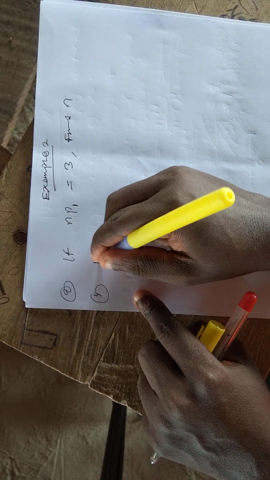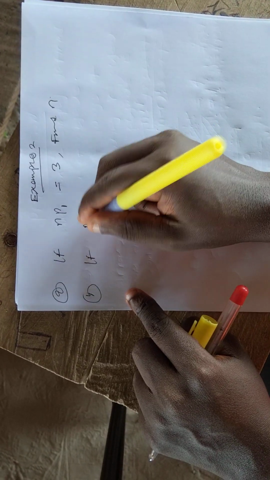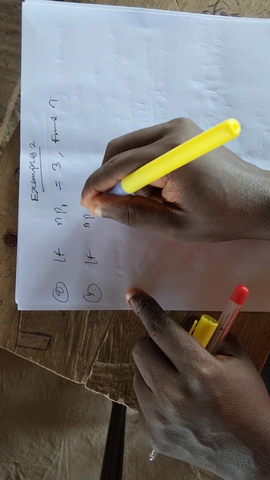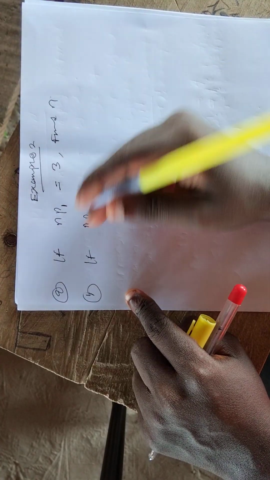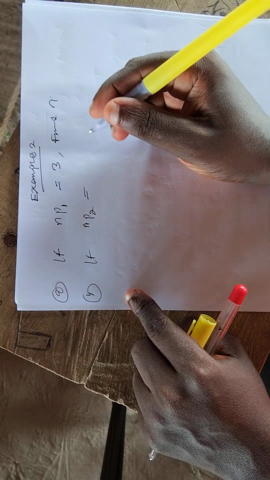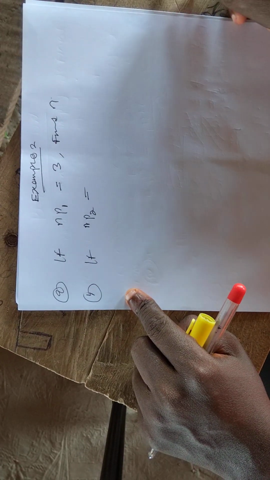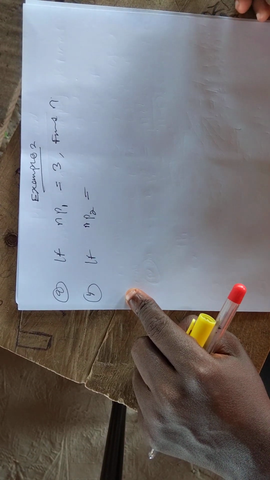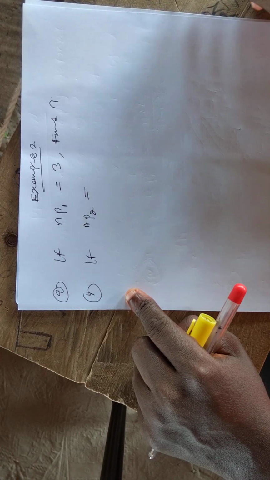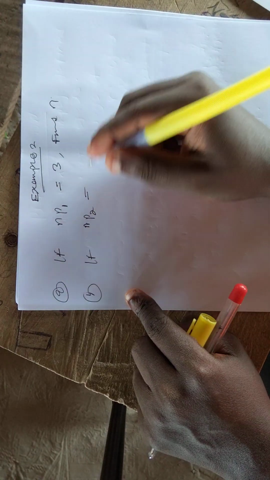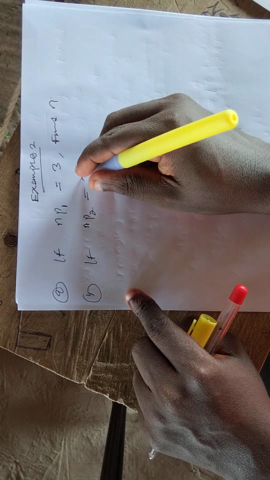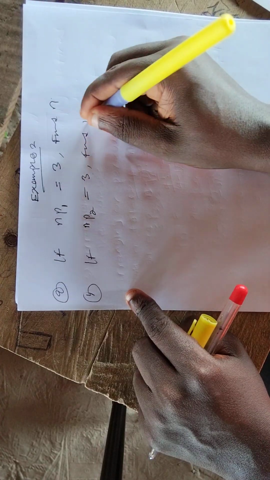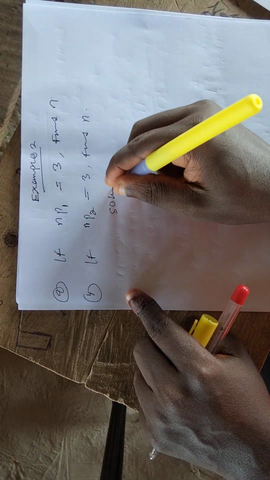Then B, if n permutation 2 equals 3, find n. So let's take solutions.